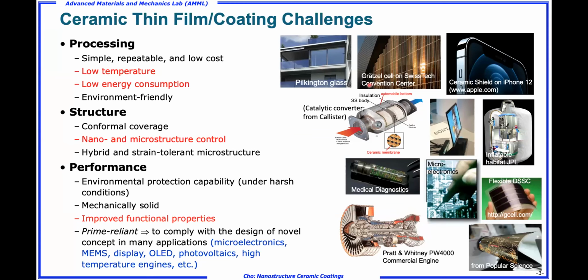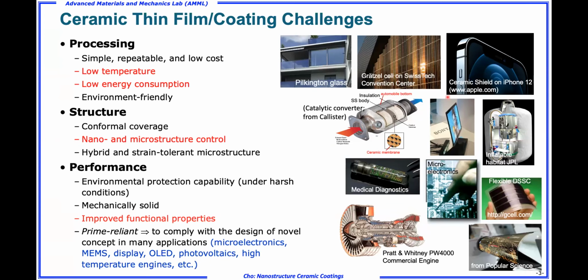And also the Grätzel cell, which is basically a dye-sensitized solar cell that can be used in some building windows or building structures to generate power. So it can provide some self-powered building structure.